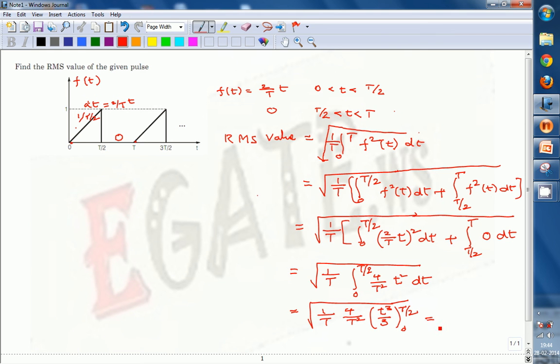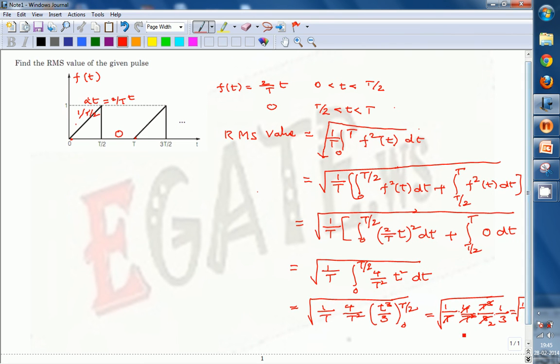So this is equal to the square root of 1 by T into 4 by T square into T cube by 8 into 1 by 3. So T cube will get cancelled, and this is 1 by 2, and finally this is equal to 1 by root 6, that is equal to the value 0.408.